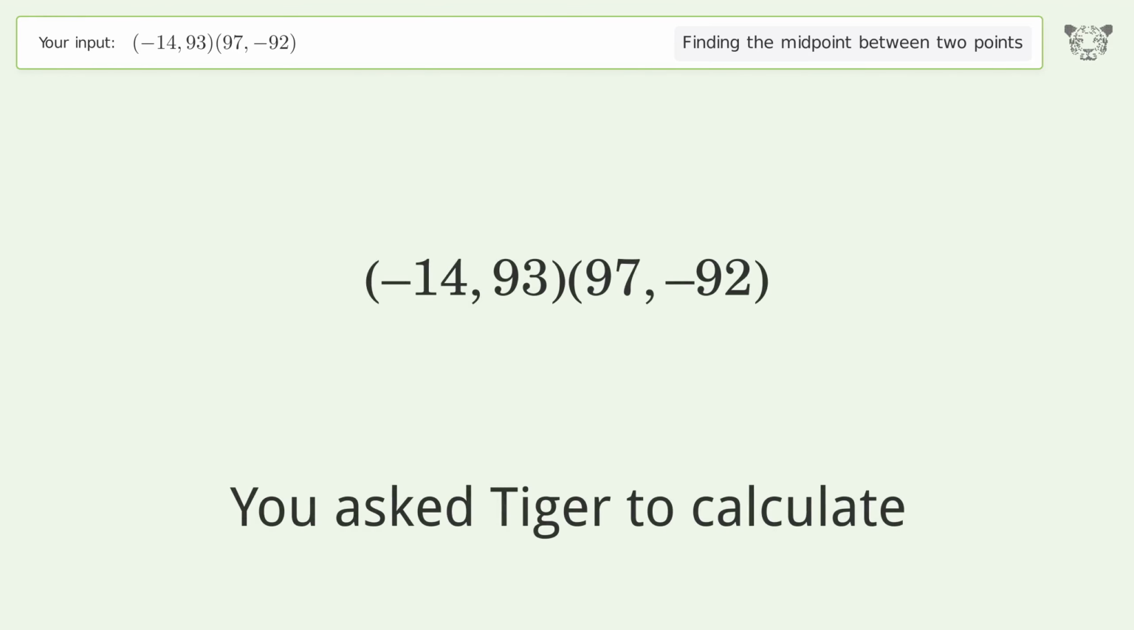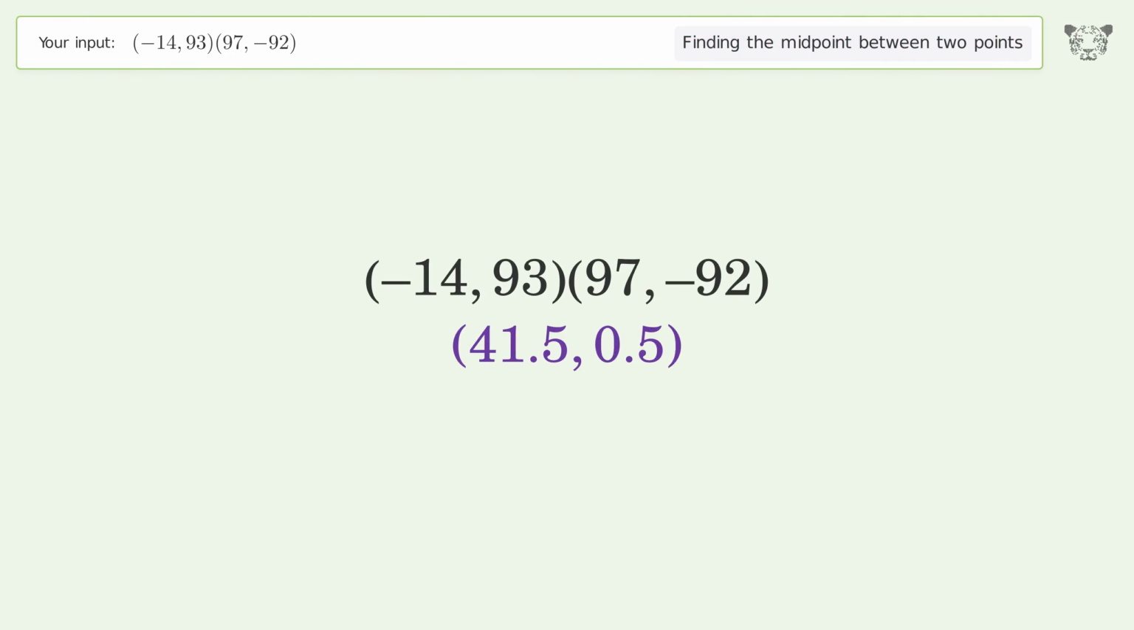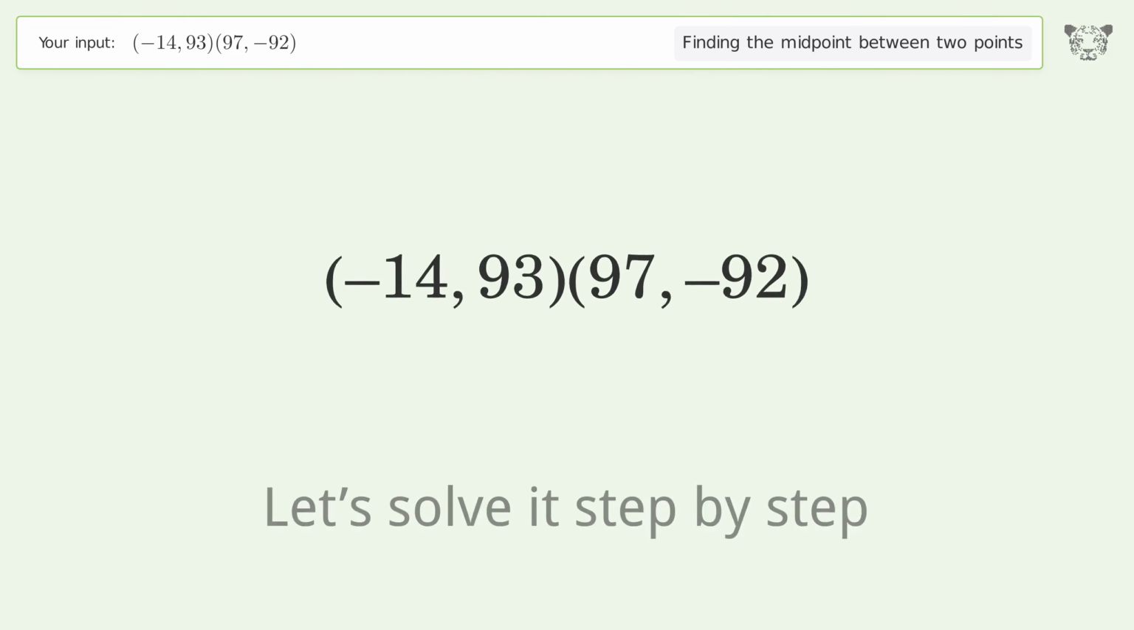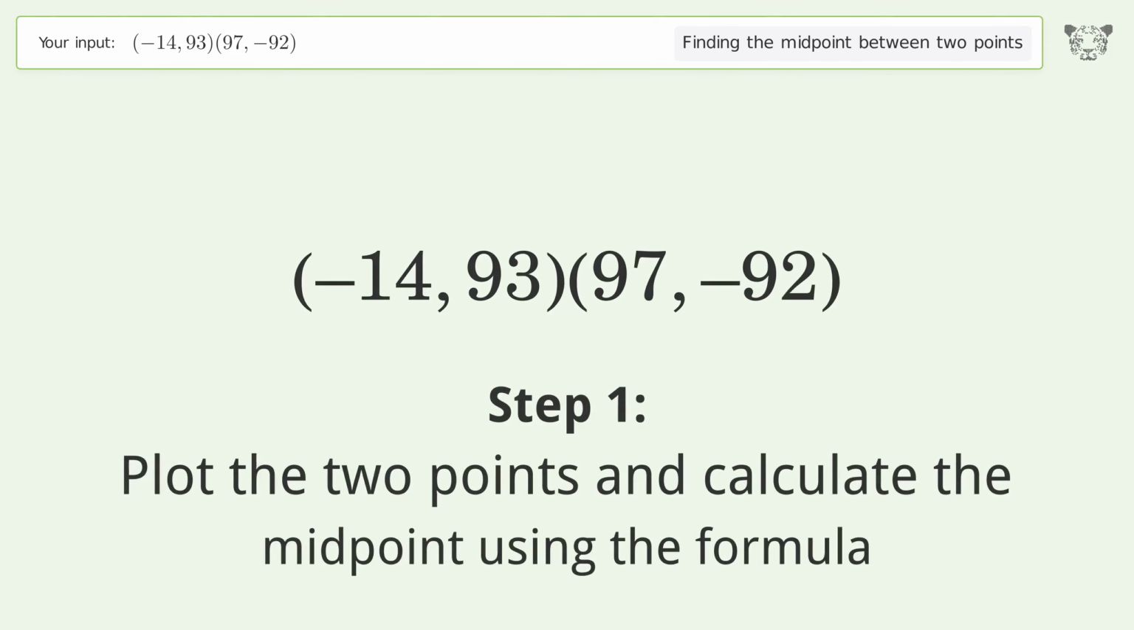You ask Tiger to calculate. This deals with finding the midpoint between 2 points. The midpoint between the 2 points is (41.5, 0.5). Let's solve it step by step. Plot the 2 points and calculate the midpoint using the formula.